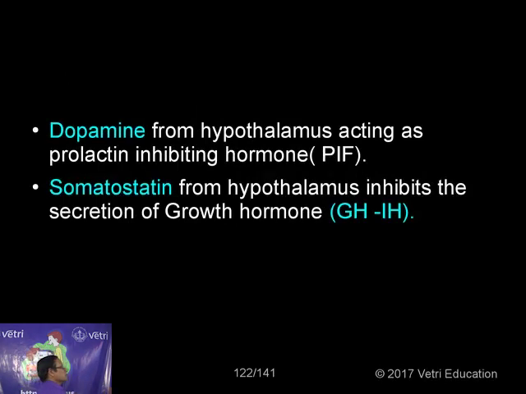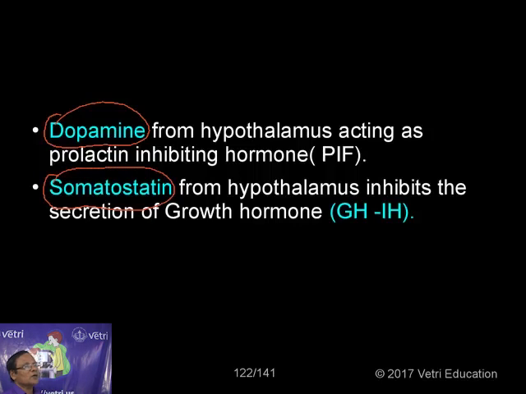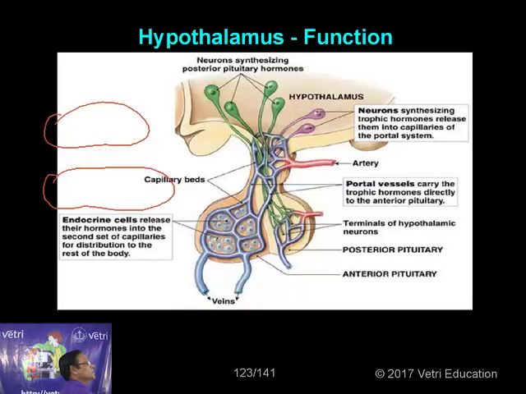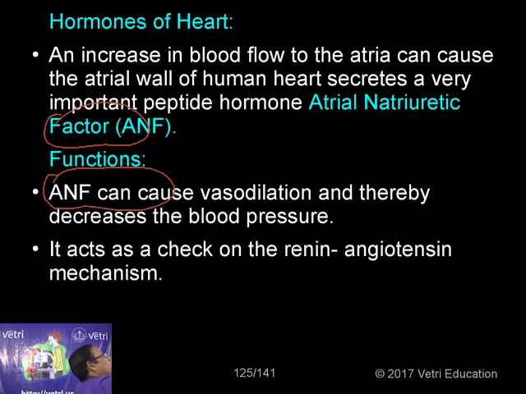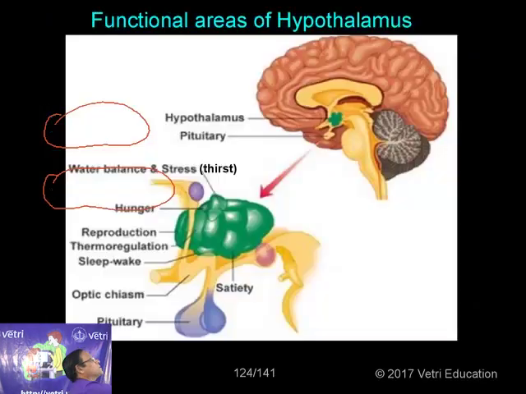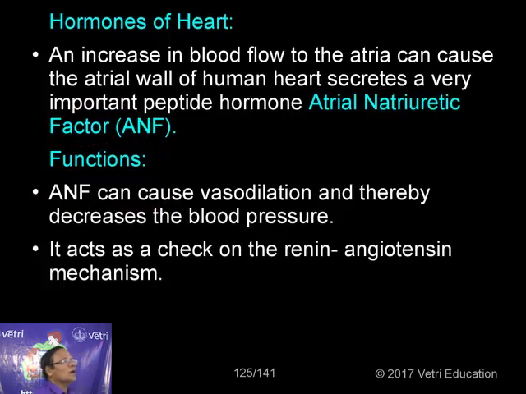Now there is one substance secreted by the hypothalamus called dopamine. This dopamine acts mainly on the prolactin hormone, the milk secreting hormone, and inhibits it. So dopamine is a prolactin inhibitor, a neurohormone and also a neurotransmitter. It prevents prolactin, so it is called the prolactin inhibiting hormone, or factor. And somatostatin, which I mentioned already, is another hormone secreted by the hypothalamus which inhibits the activity of the somatotropic hormone. These are all the hypothalamus functions. Now the hormones of the heart. There is also a hormone secreted by the heart muscles.